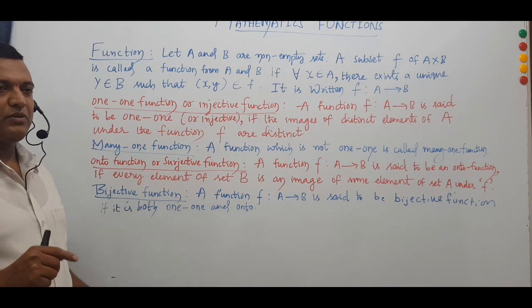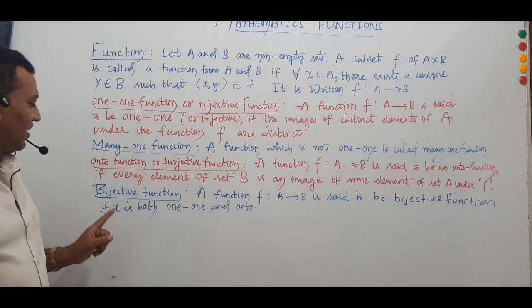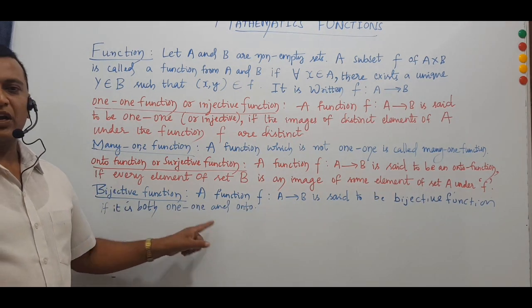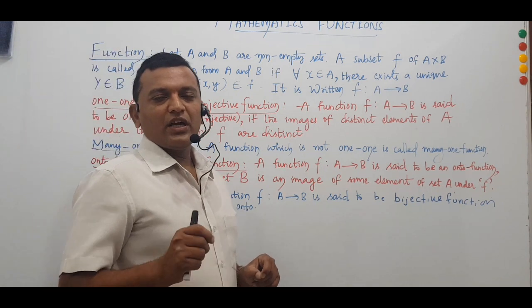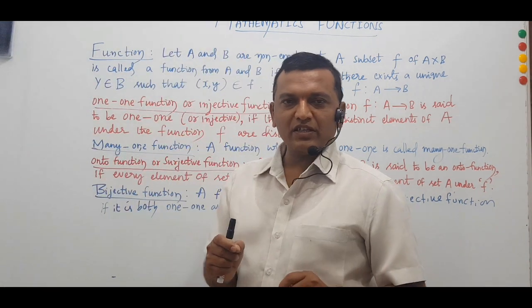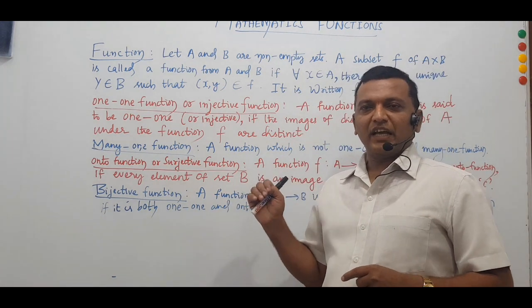Now coming to the next part, that is bijective functions. A function f from A to B is said to be a bijective function if it is both one-one and onto. And similarly we can also note one more thing, that all bijective functions are invertible functions, which we will be studying in the next exercise.